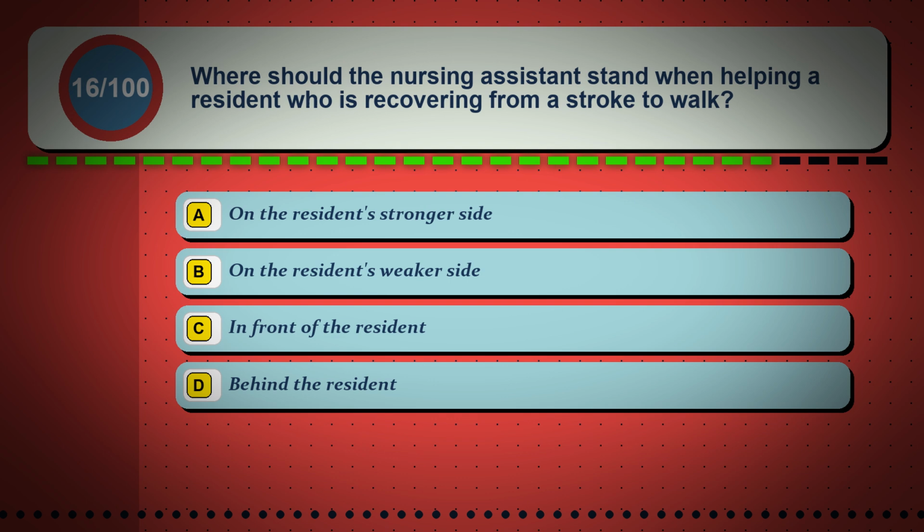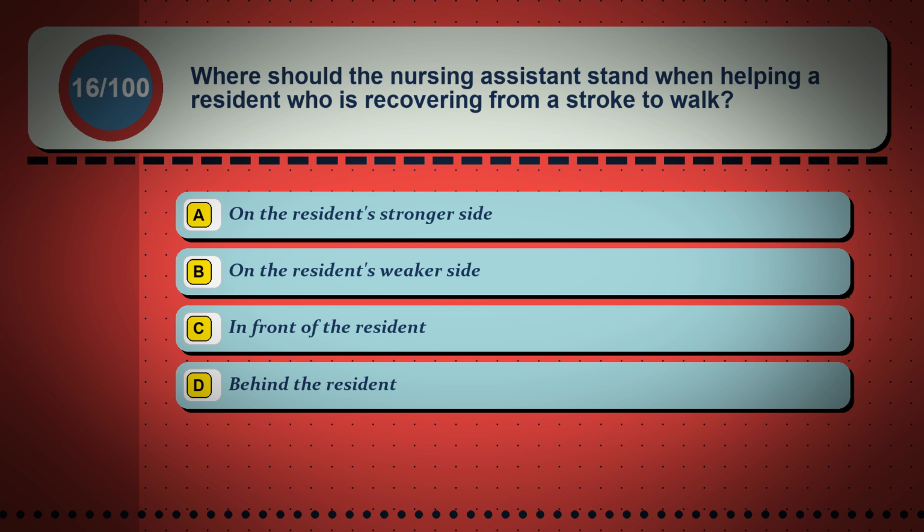Question 16. Where should the nursing assistant stand when helping a resident who is recovering from a stroke to walk? Option A, on the resident's stronger side. Option B, on the resident's weaker side. Option C, in front of the resident. Option D, behind the resident.